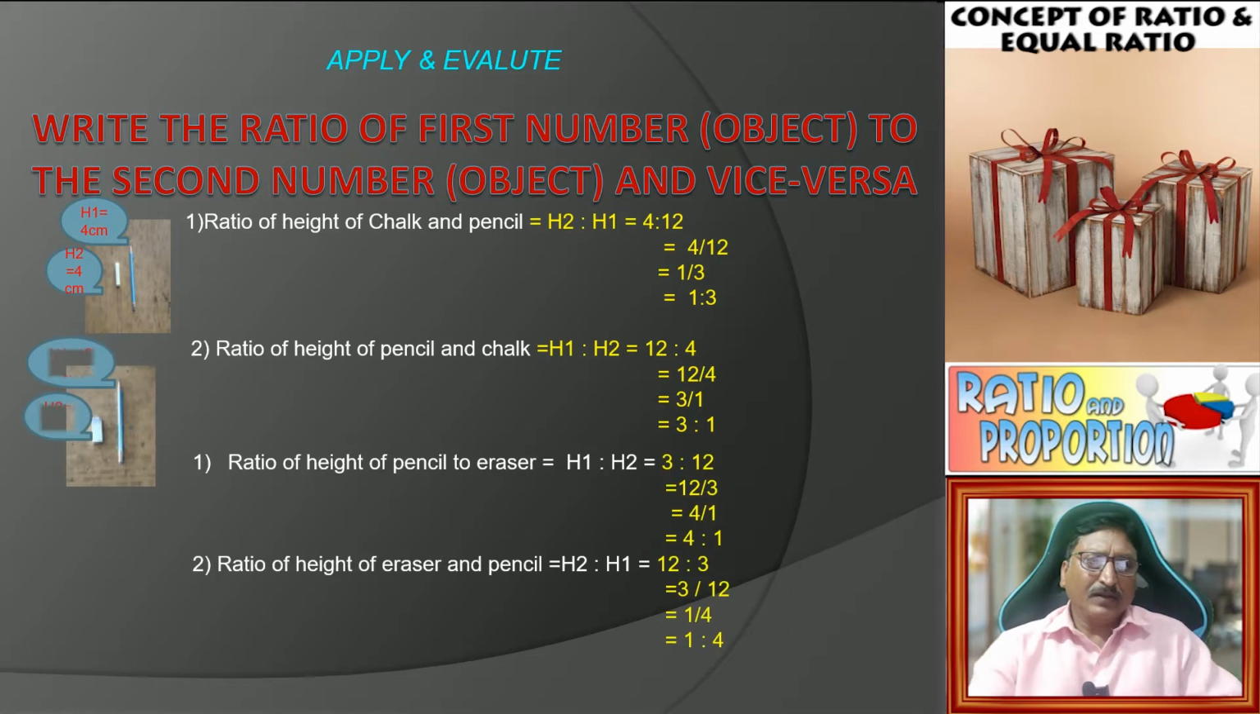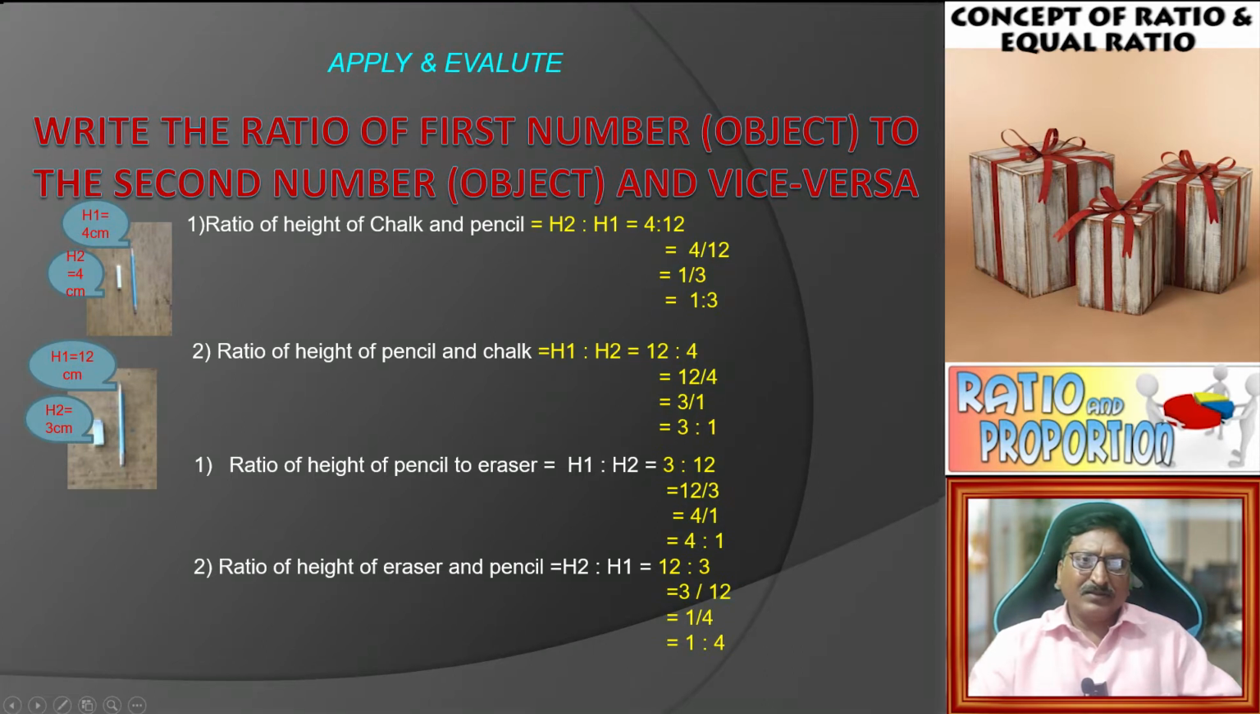See now, the ratio of the height of chalk and a pencil can be written as H2 is to H1. Listen, first we have taken the height of chalk, that's H2, and the second is the height of pencil, denoted by H1, and the ratio is written in the form of two dots in between them, that's H2 is to H1. Their values are kept here, 4 and 12, that's 4 is to 12.